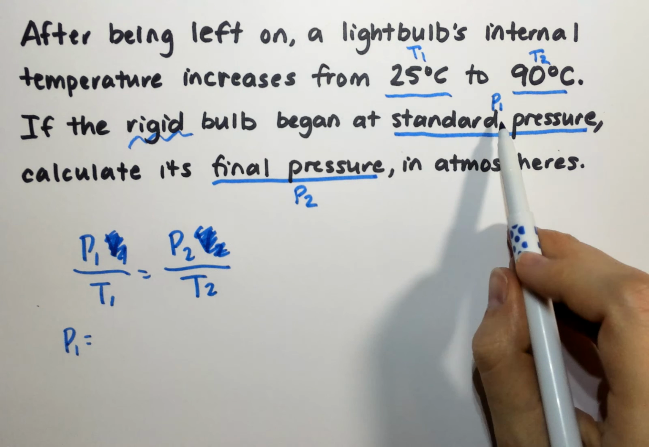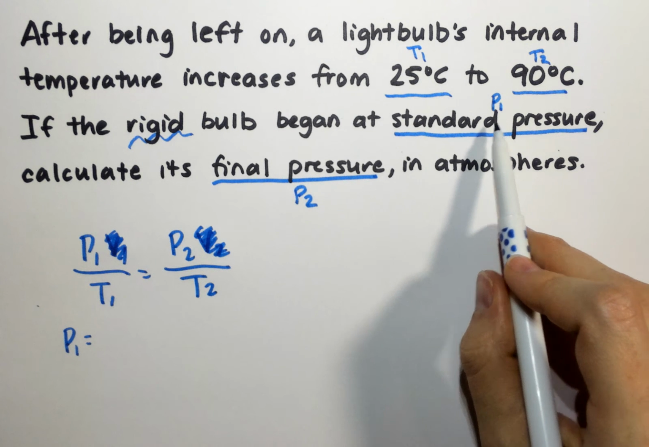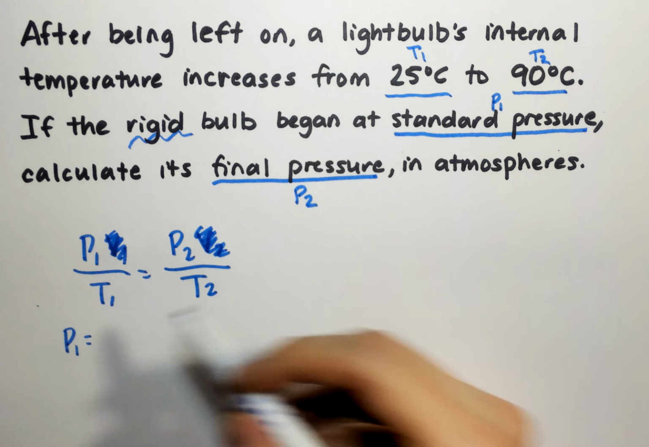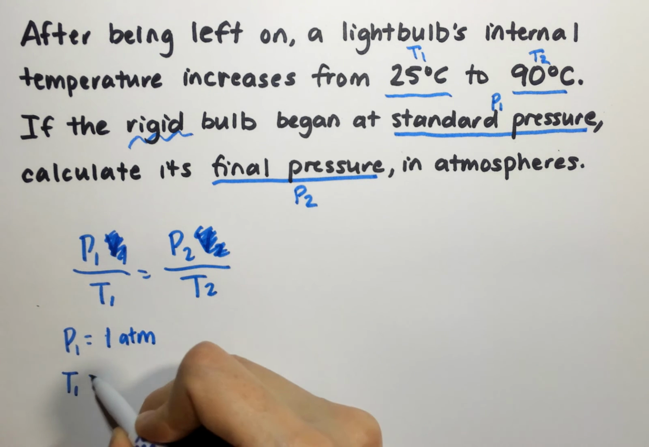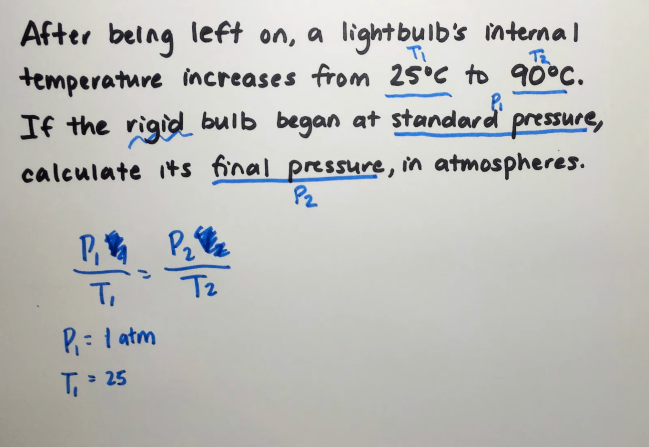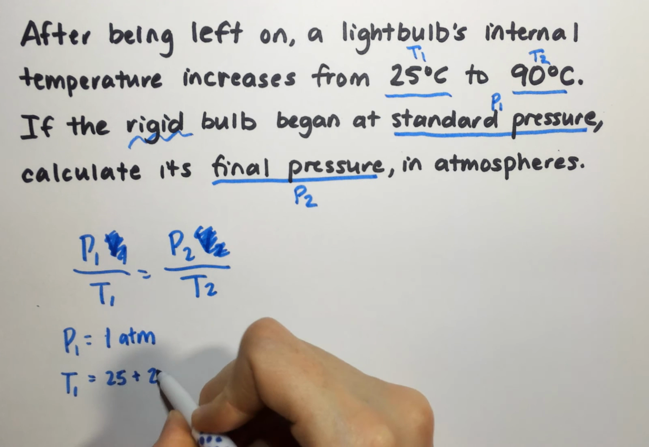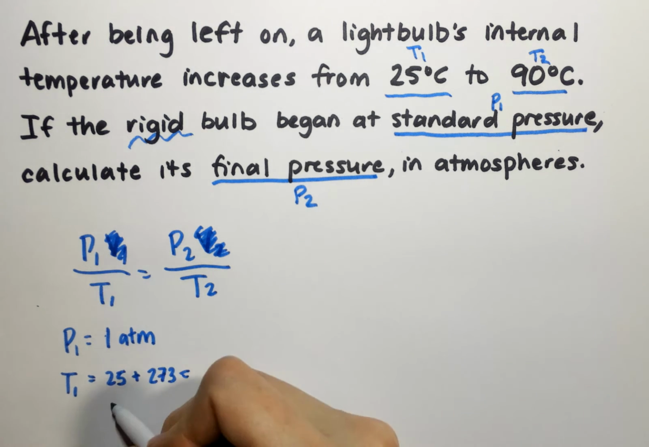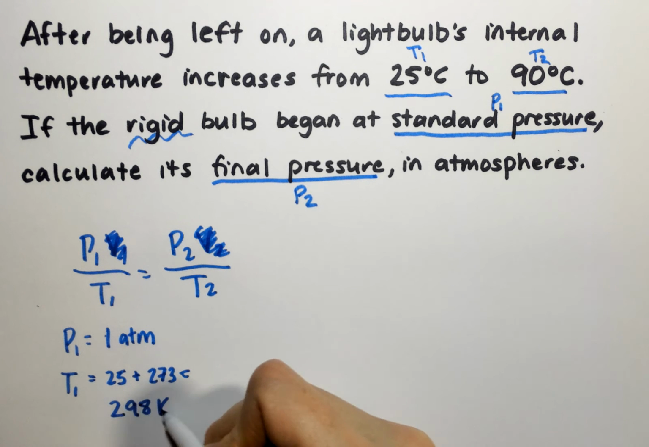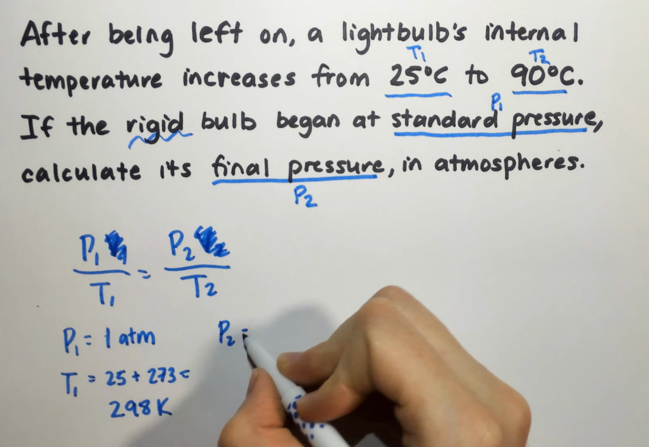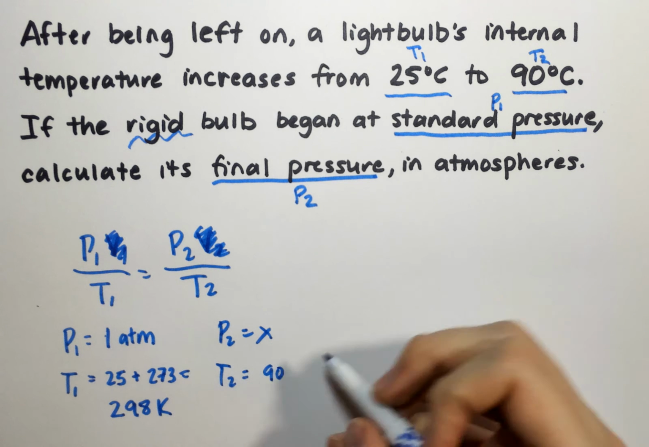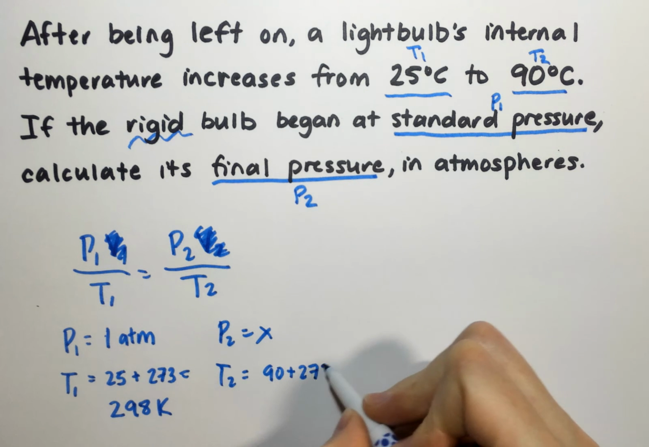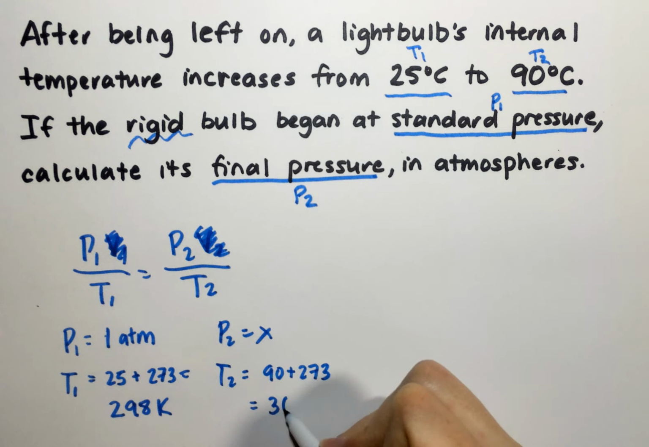From my problem, P1 is just standard pressure. I want it ultimately to be in atmospheres, so let's select 1 atm from table A. T1 is 25 degrees Celsius, but I can't have that Celsius going on, so let's add 273 and turn that into 298 Kelvin. My P2 is what I'm looking for, so it's my X. And my T2 is 90 degrees Celsius, but let's add on that 273 to get us up to 363 Kelvin.